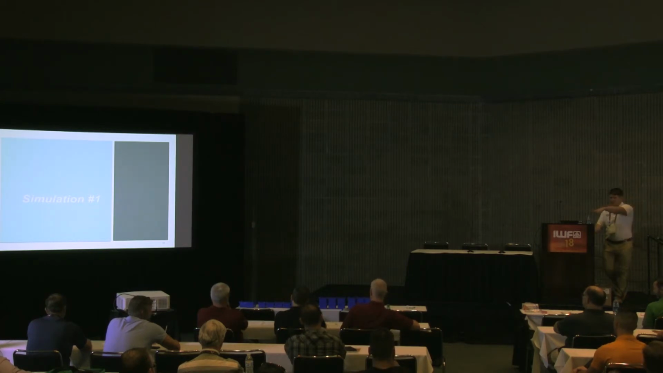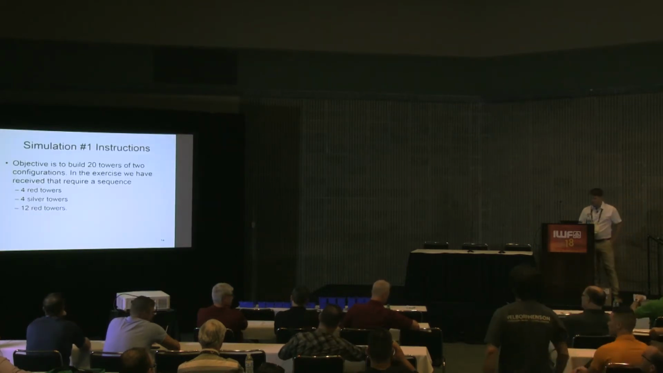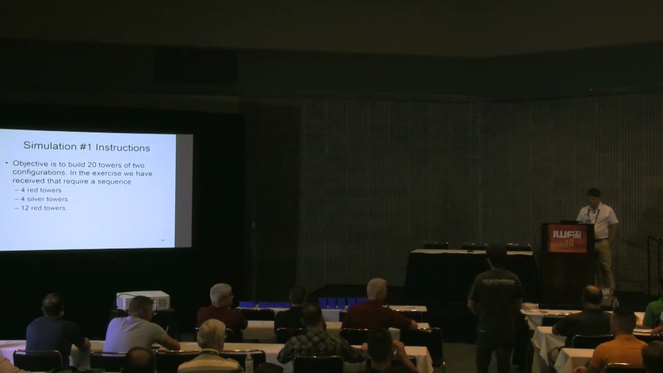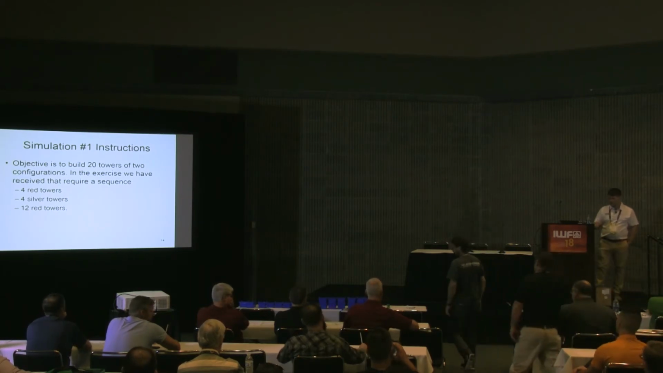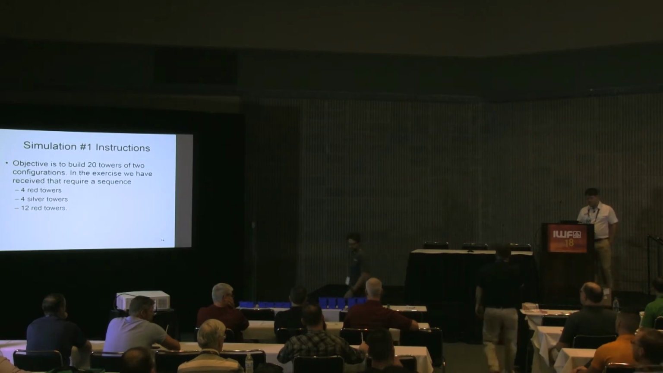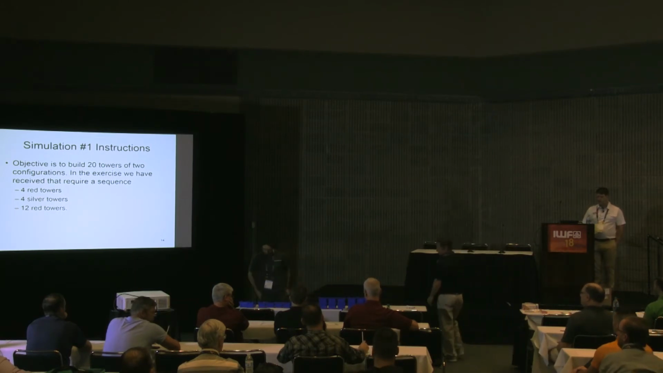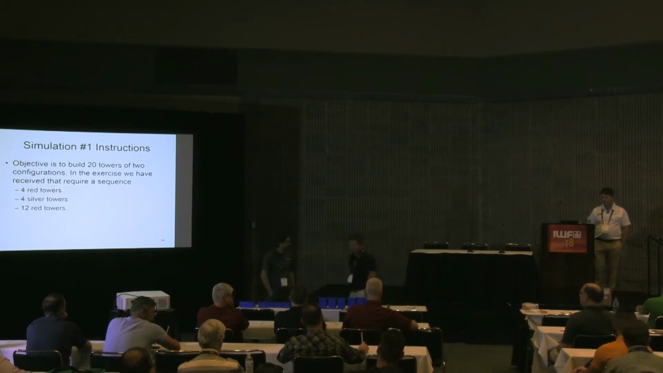So you come up here to the front. We'll go through it here. Here's the instructions. We're going to build 20 towers in 2 different configurations. The exercise will involve building 4 red towers, 4 silver towers, and then 12 red towers in that sequence.